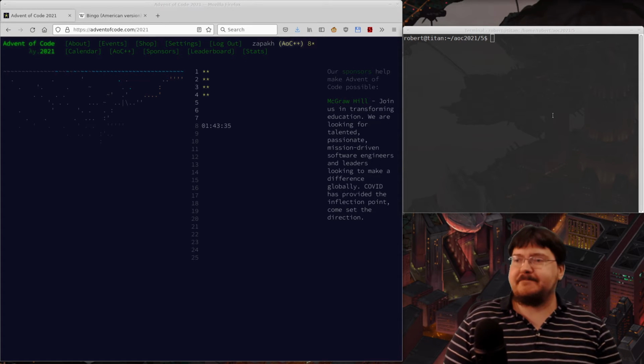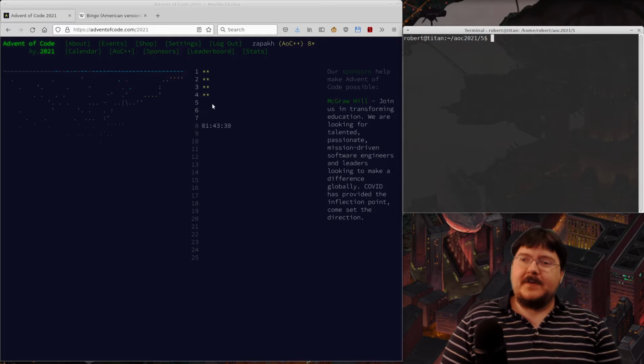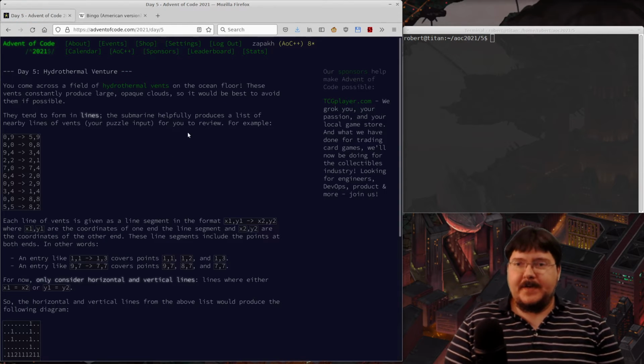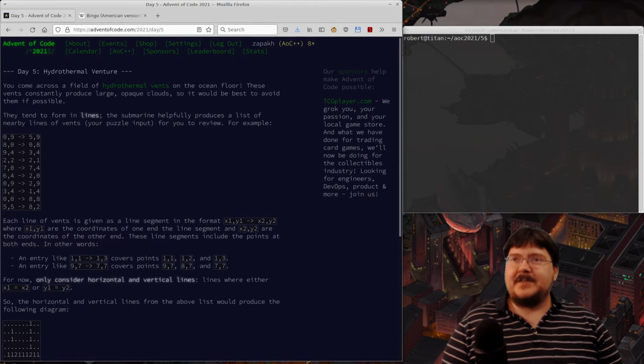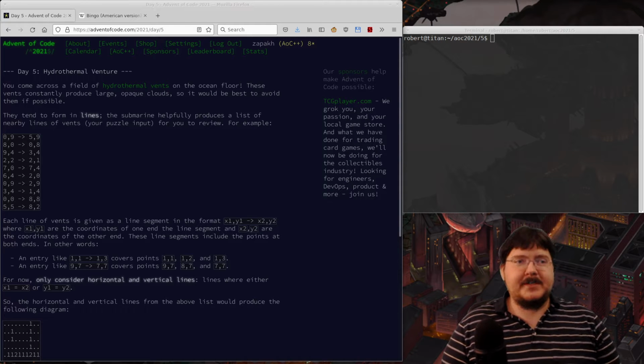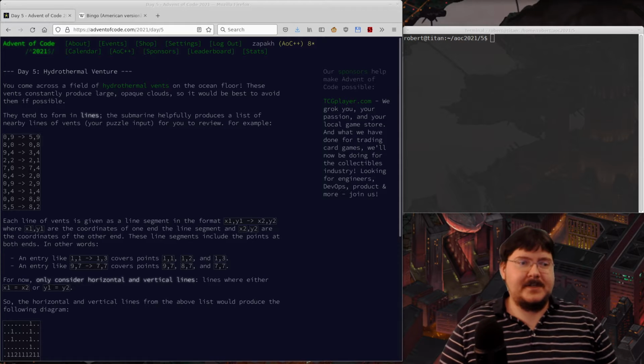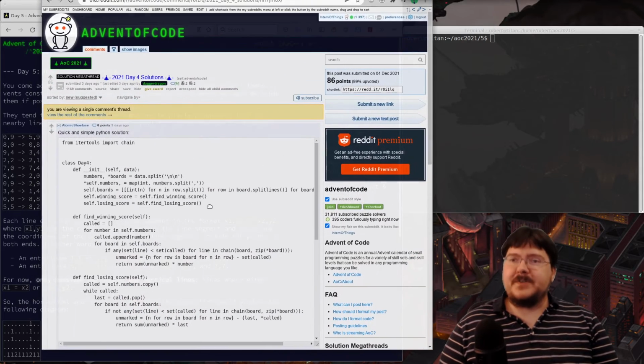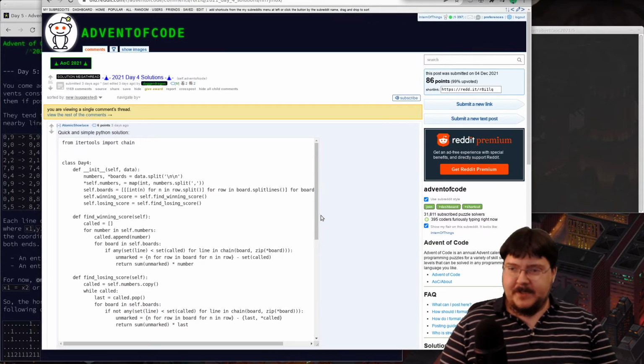Advent Day 5. Hydrothermal vents. Okay, I'm gonna look at this real quick. This was Atomic Shoelace's solution on day 4.